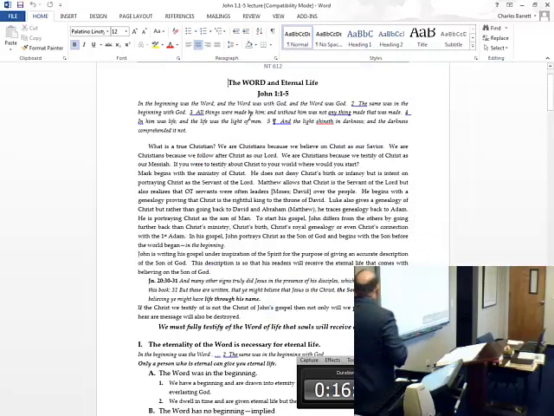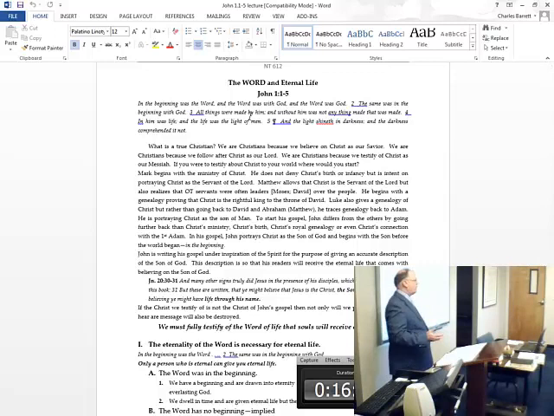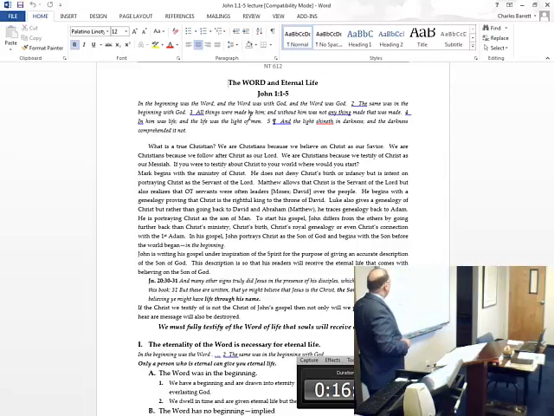In the beginning was the Word. The Word was with God, and the Word was God. The same was in the beginning with God. All things were made by Him, and without Him was not anything made that was made. In Him was life, and the life was the light of men. And the light shineth in darkness, and the darkness comprehended it not.